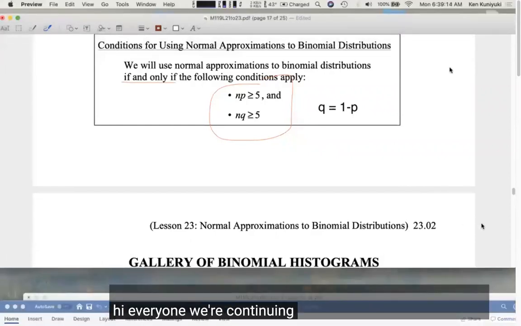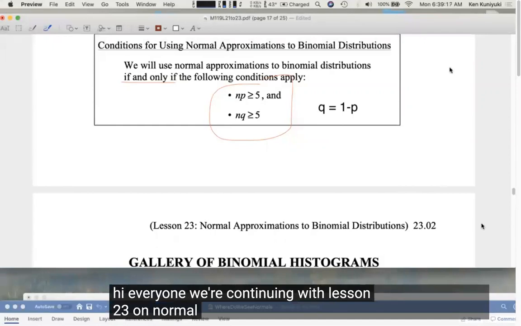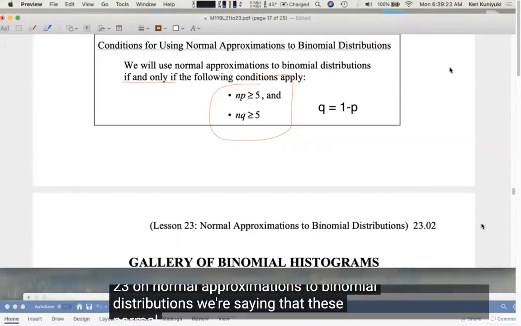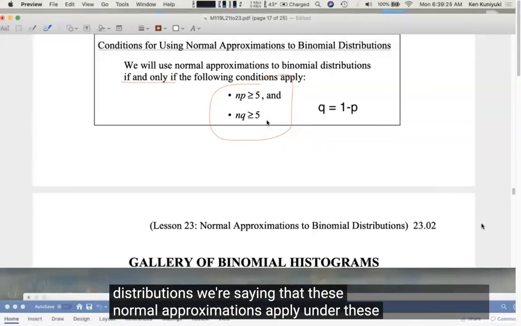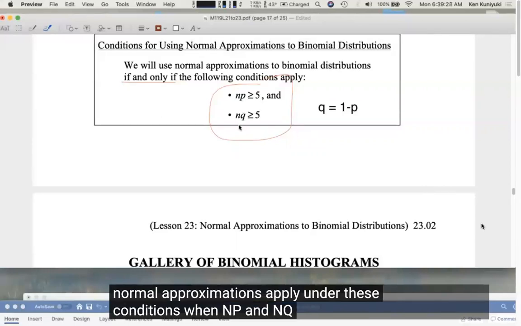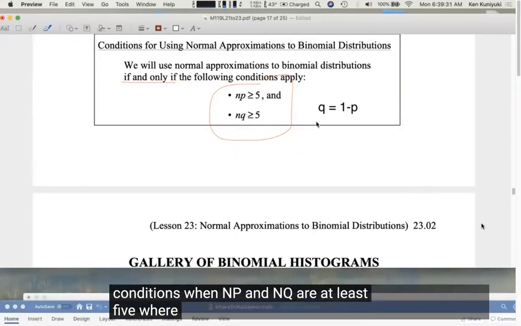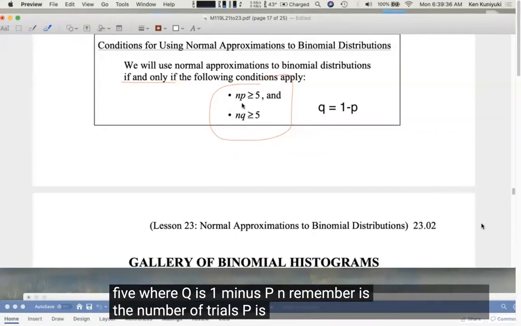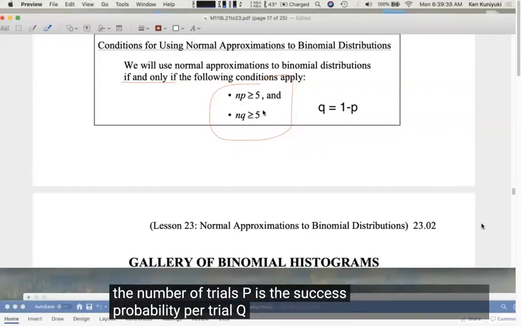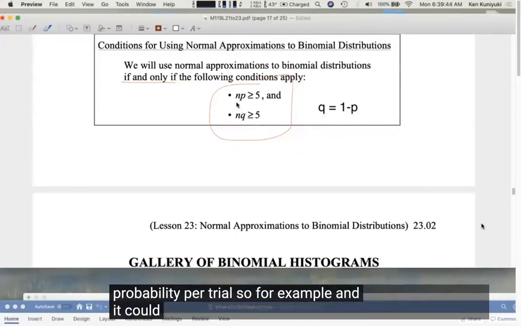Hi, everyone. We're continuing with lesson 23 on normal approximations to binomial distributions. We're saying that these normal approximations apply under these conditions when NP and NQ are at least 5, where Q is 1 minus P. N, remember, is the number of trials. P is the success probability per trial. Q is the failure probability per trial. So for example, N could be the number of flips of a coin. P is the probability of heads per flip. Q is the probability of tails per flip.